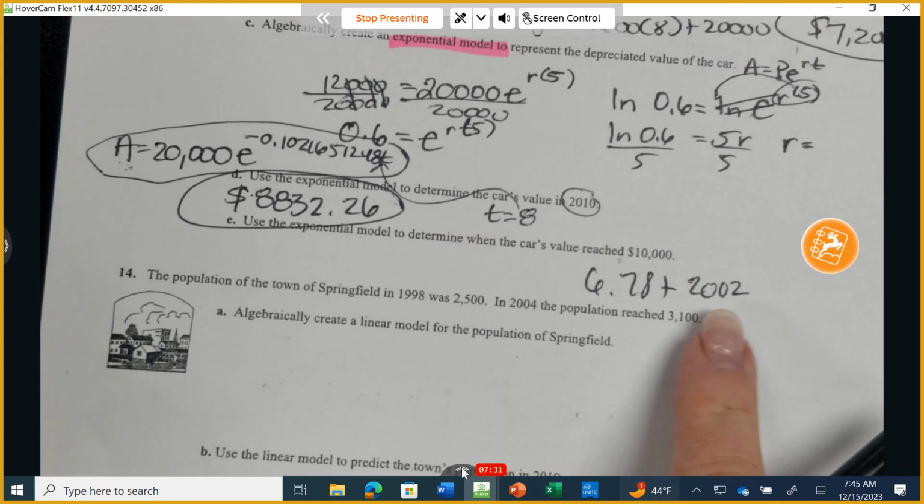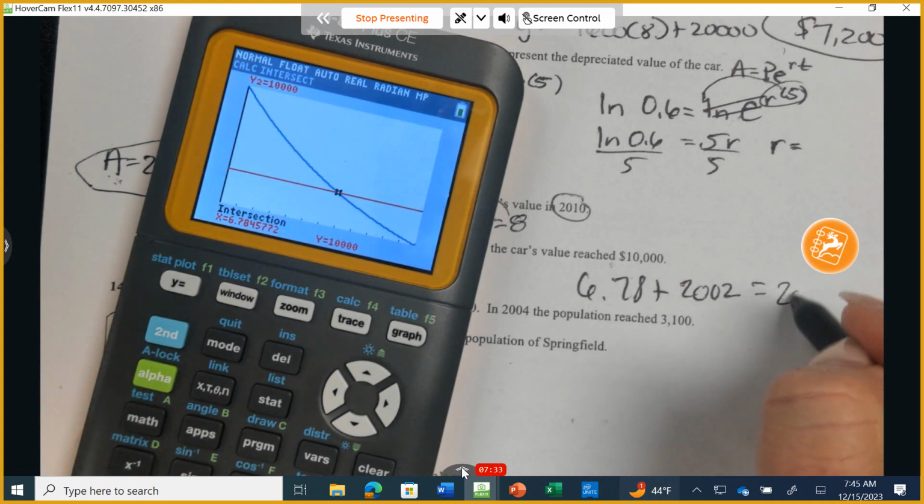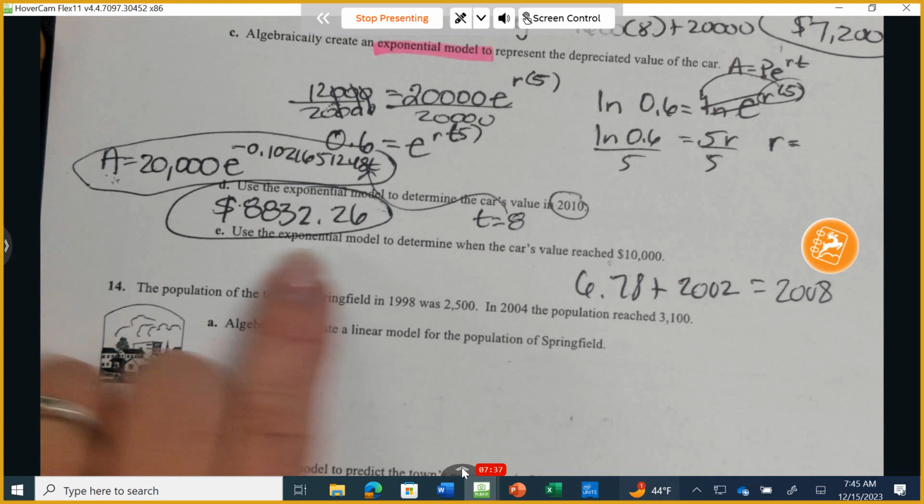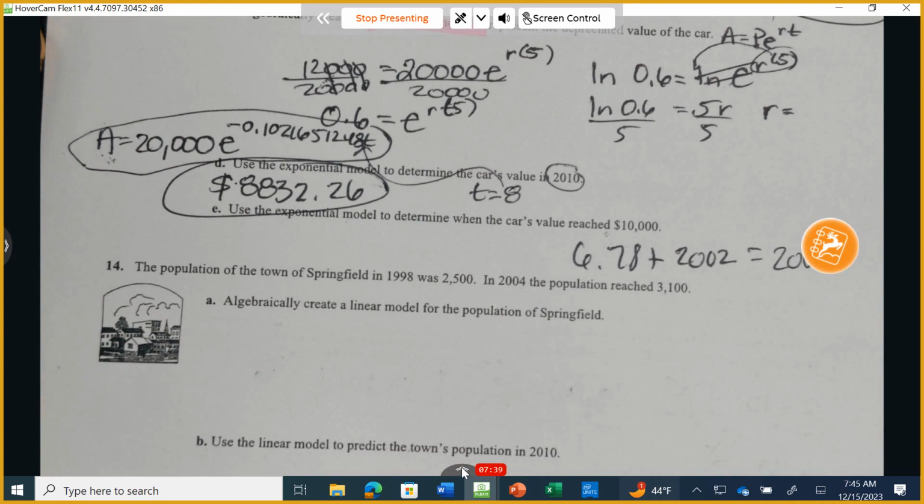2002. So I'm going to add that onto that so we can say in the year 2008. So it's not the beginning, but in the year 2008, we can see that the value of the car will now reach 10,000.